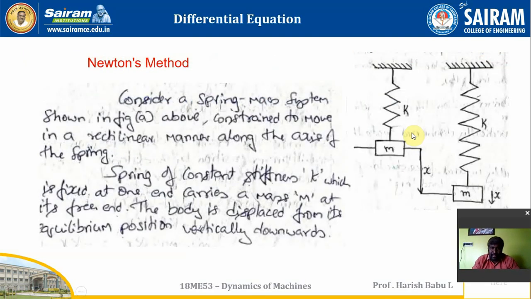When you go for the first method, Newton's method, I take a spring mass system as I explained previously. I have a spring with stiffness K, mass M, and x will be the displacement. Considering the spring mass system shown in the figure, constrained to move in a rectilinear manner along the axis of the spring, the spring stiffness is K, fixed at one end, and at its free end I'm going to fix a mass M. The body is displaced from its equilibrium position vertically downwards, and that displacement is given by x.